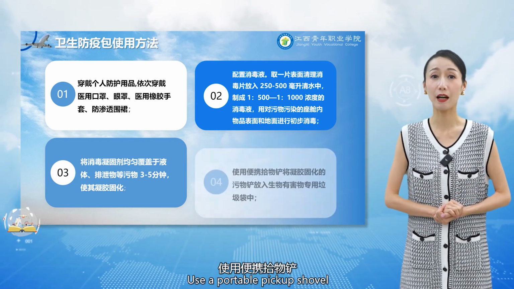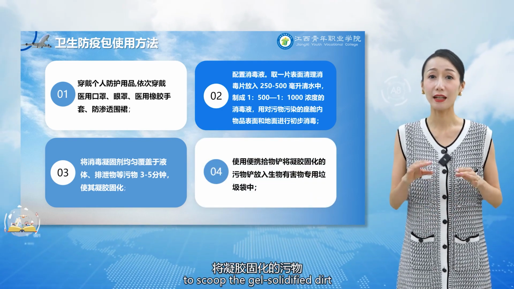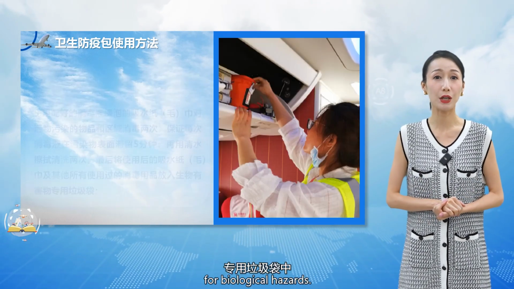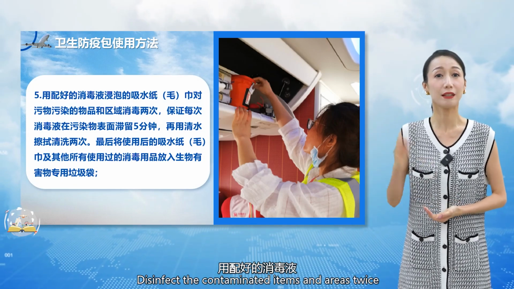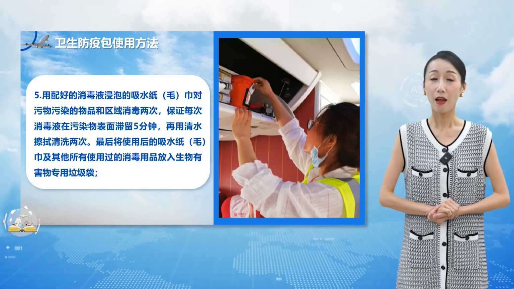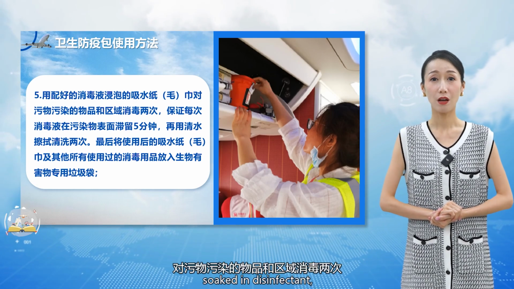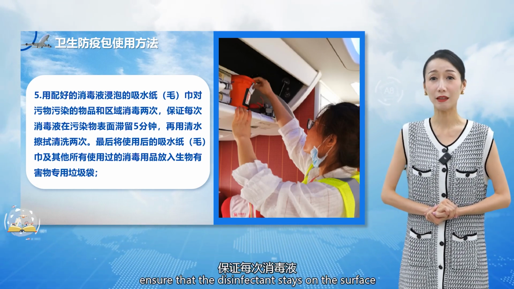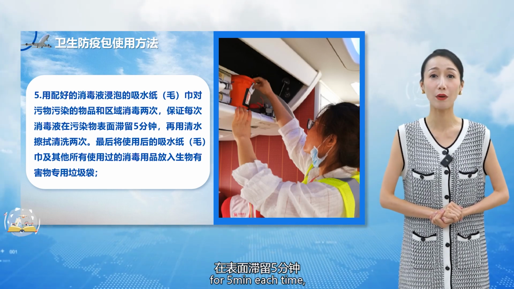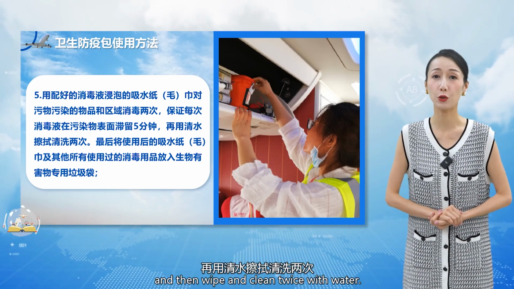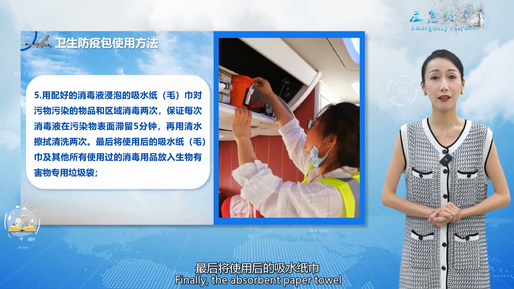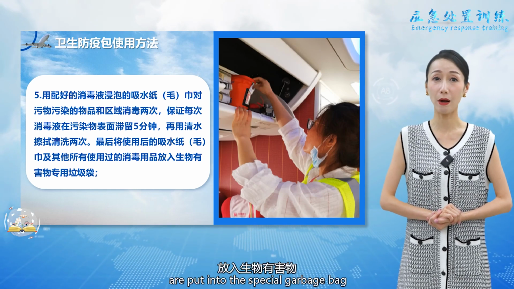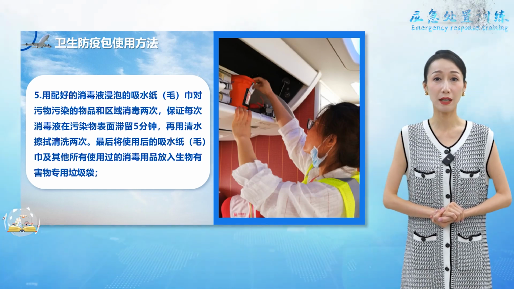Use a portable pickup shovel to scoop the gel solidified dirt into a special garbage bag for biological hazards. Disinfect the contaminated items and areas twice with absorbent paper towel soaked in disinfectant. Ensure that the disinfectant stays on the surface for 5 minutes each time, and then wipe and clean twice with water. Finally, the absorbent paper towel and all other used disinfection supplies are put into the special garbage bag for biological harmful substances.